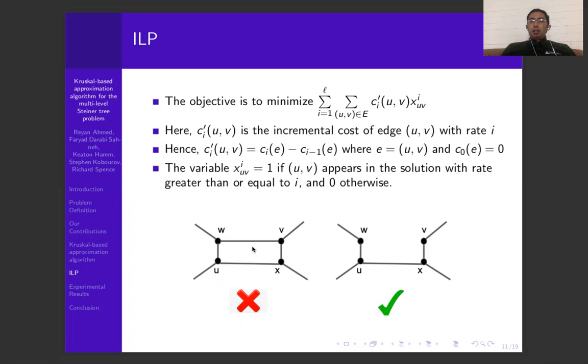The objective basically ensures that in our solution there is no cycle like w u x v. The reason is if there is a cycle, then we can remove some edge and we can get another solution which is better than the previous solution.